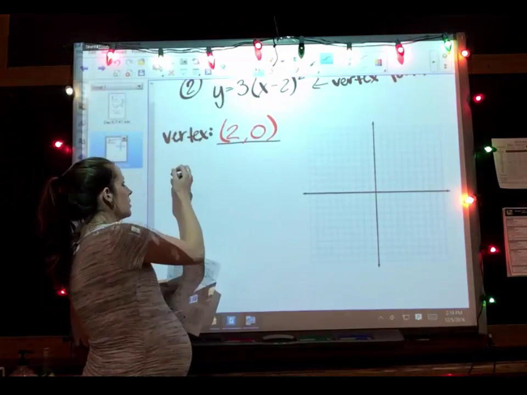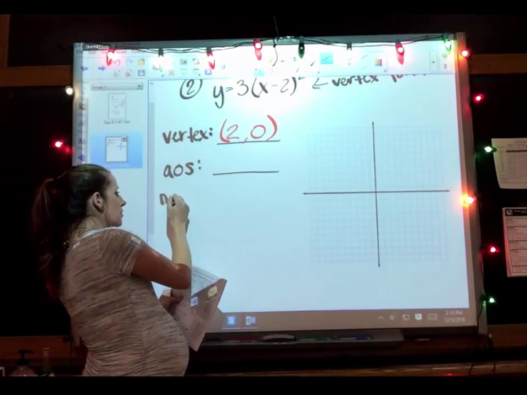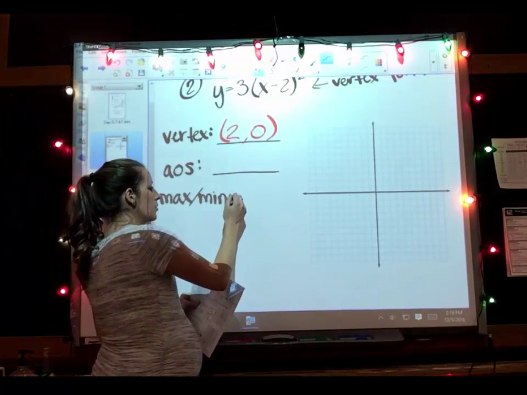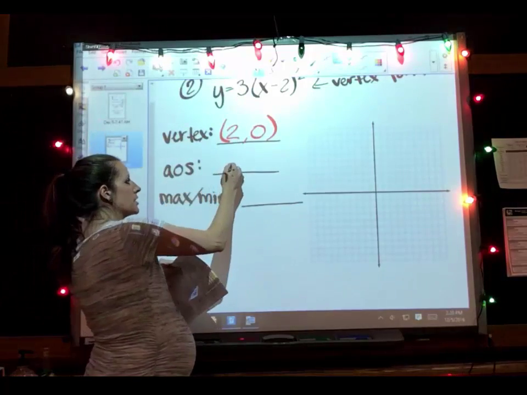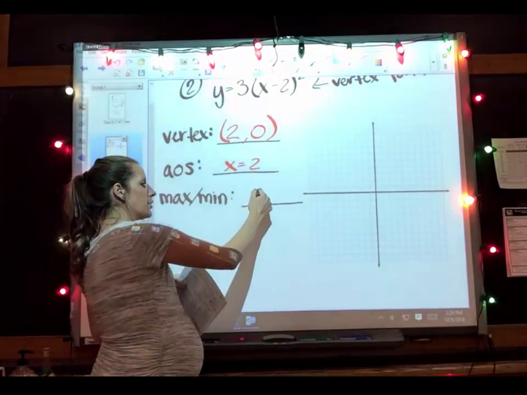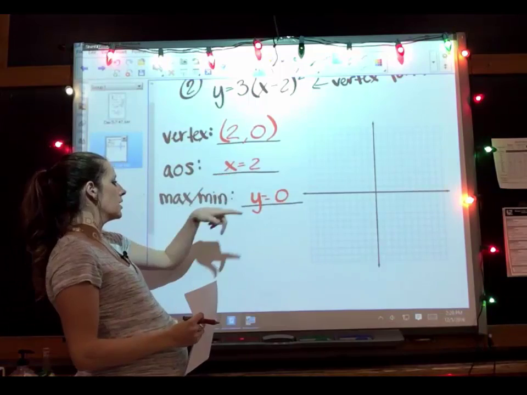Okay. So from there, I can figure out my axis of symmetry and my min or max. Axis of symmetry is the x value of the vertex. My max or min value is the y value of the vertex. So 2 and then 0.